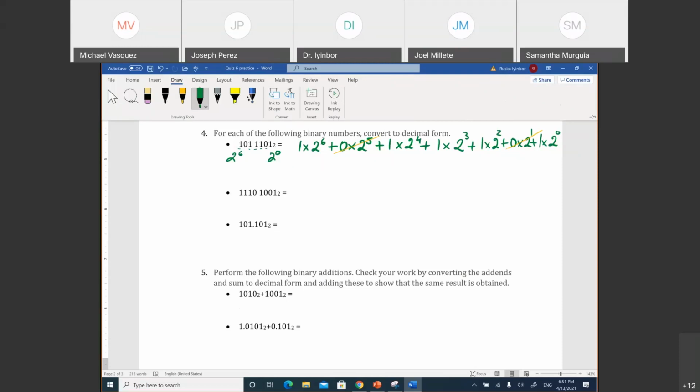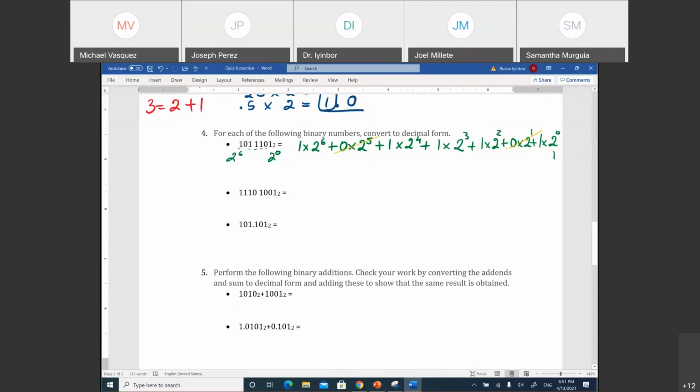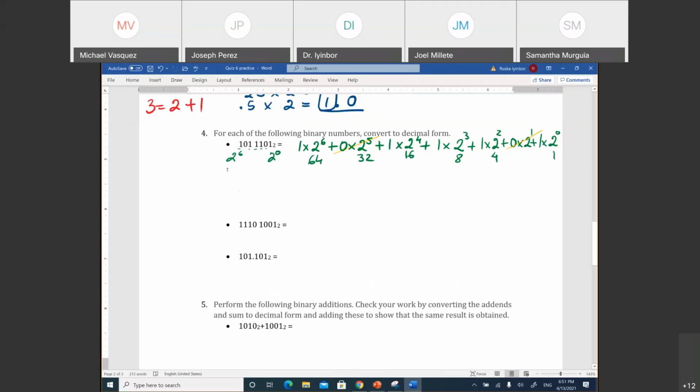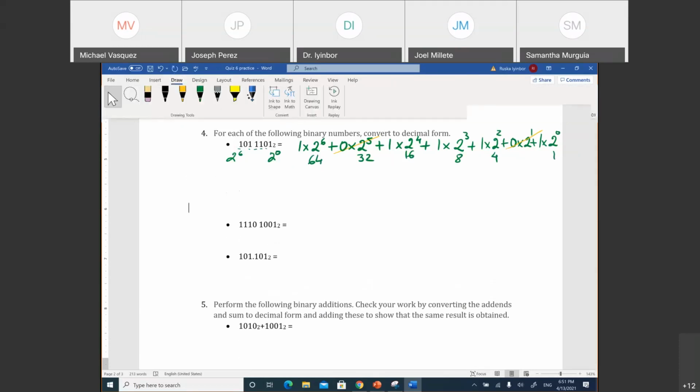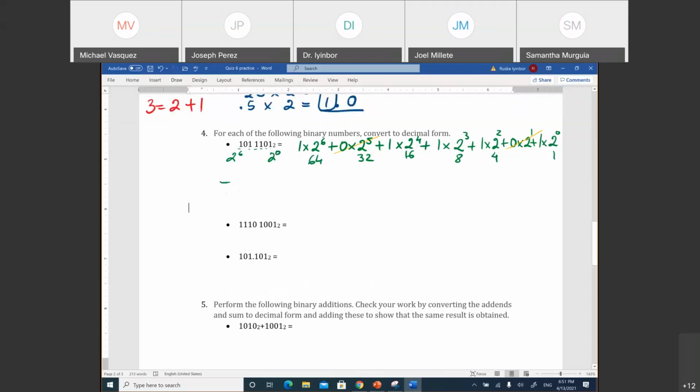So we have 2 to the 0 is 1. This is 4, 8, 16. This is 32, and this is 64, right? So what you need to do to transfer to decimal, you have to add 64. I'm going to write it here. So that's equal, you add 64 plus 16 plus 8 plus 4 plus 1. And when I add those numbers, I'm going to get my answer.